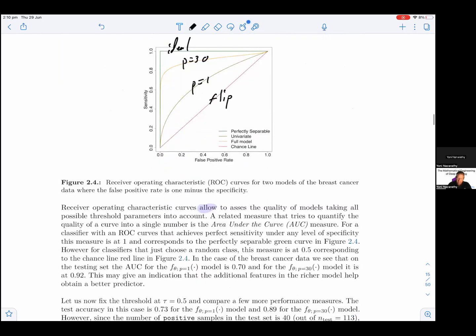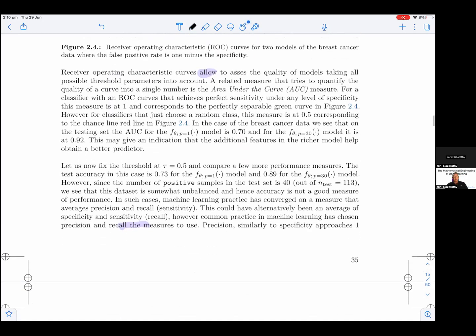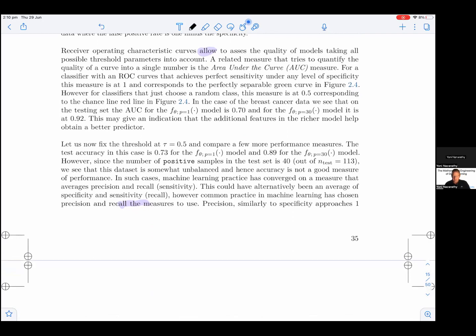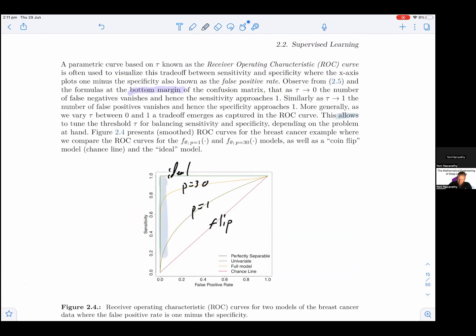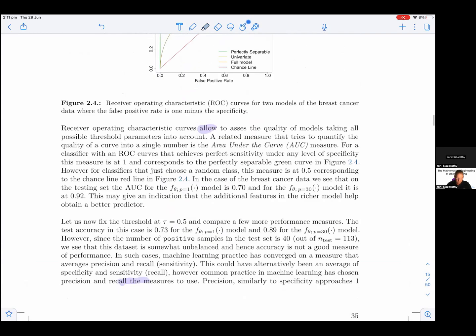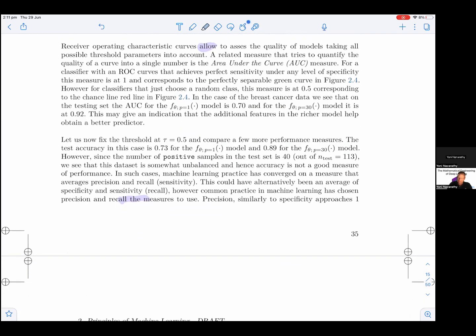Receiver operating characteristic curves allow us to assess the quality of models, taking all possible threshold parameters into account. A related measure that tries to quantify the quality of the curve into a single number is the area under the curve measure, the AUC. For a classifier with an ROC curve that achieves perfect sensitivity under any level of specificity, this measure is 1 and corresponds to the perfectly separable green curve in figure 2.4. So the area under here is 1. But for the less than ideal cases, the area would generally be less than 1. However, for classifiers that just choose a random class, this measure is 0.5, corresponding to the chance line. That's this 45-degree line.